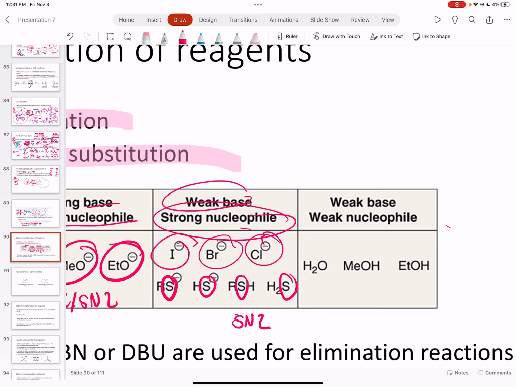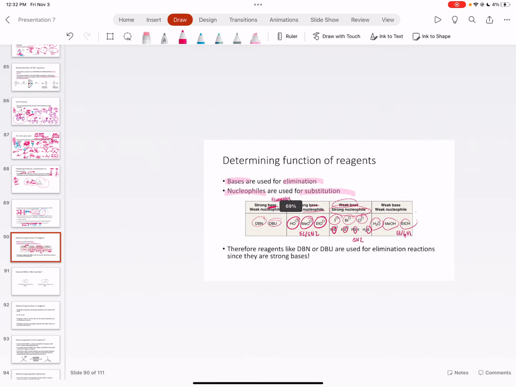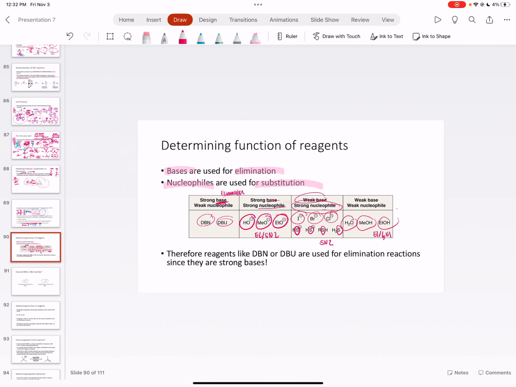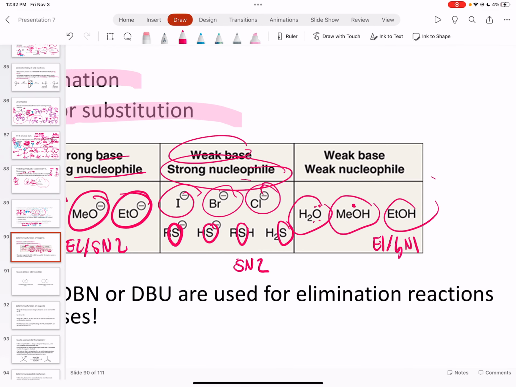We have weak base, weak nucleophiles. So you can get a hint that it's going to be E1 and SN1, just because we said that they're at their most stable state. They don't have any negative charges. They're just at their regular normal state.